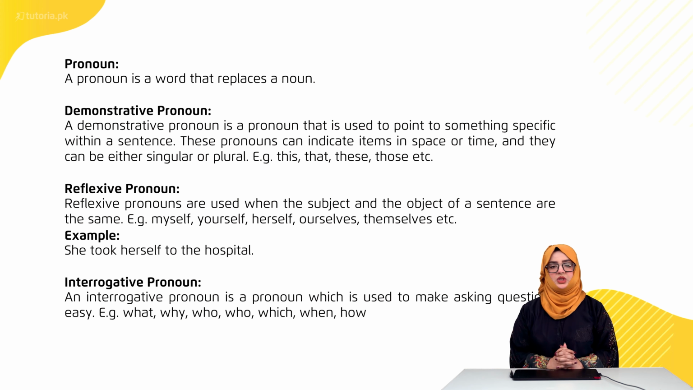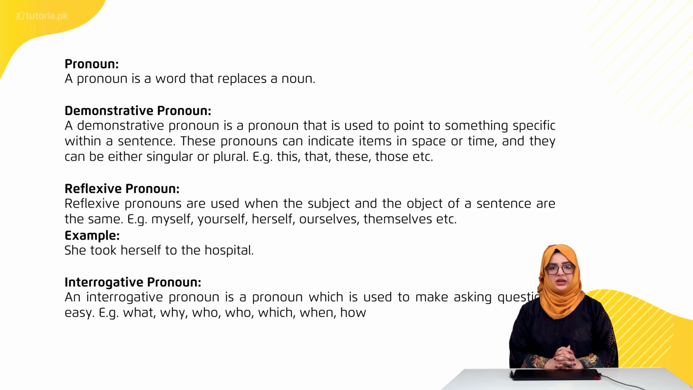First is demonstrative pronoun. A demonstrative pronoun is a pronoun that is used to point to something specific within a sentence. These pronouns can indicate items in space or time, and they can be either singular or plural. Example, this, that, these, those, etc. मतलब ये इशारा करने के लिए यूज होते हैं.